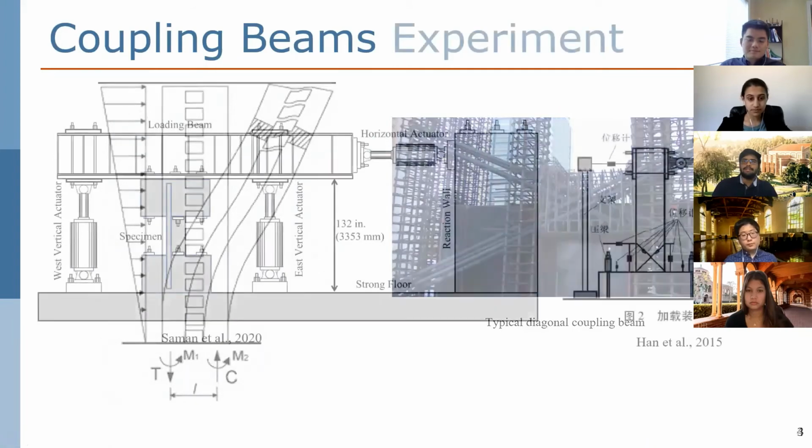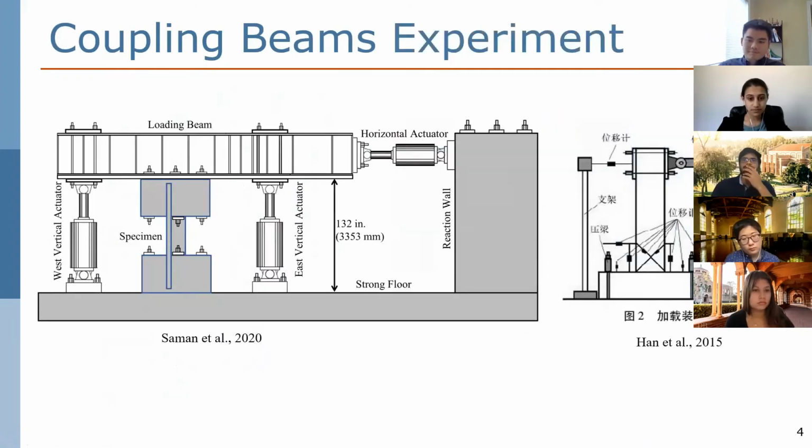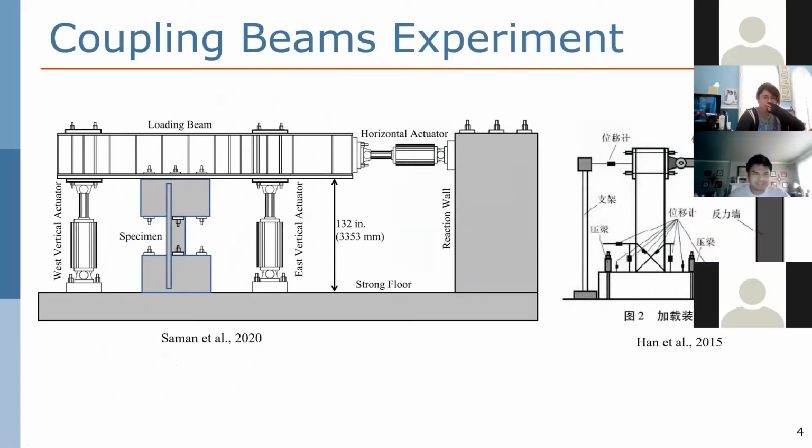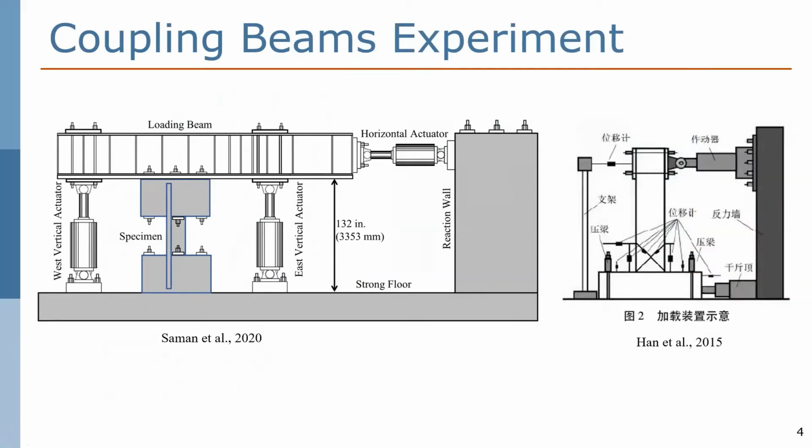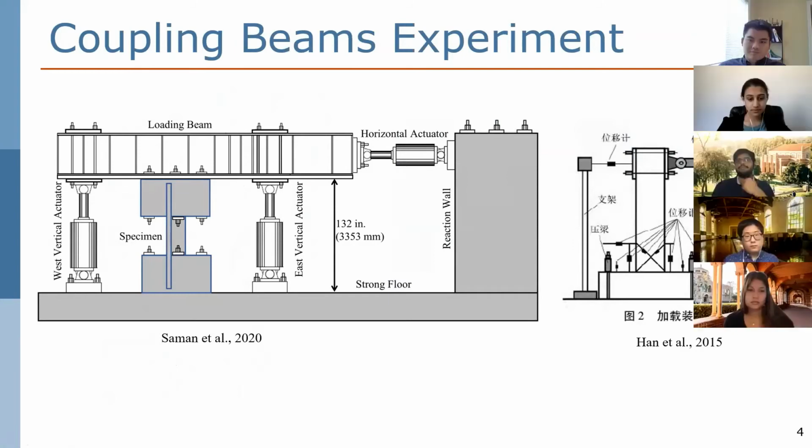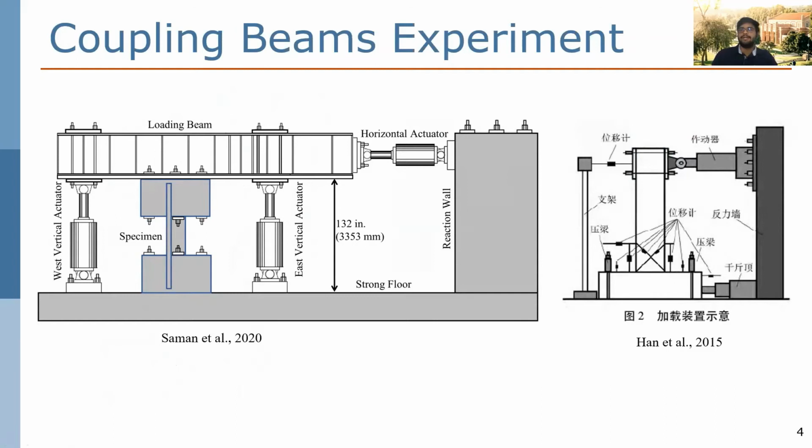So before we move on, I just want to briefly talk about the experiments and the typical setup of coupling beam experiments, which aims to replicate the shear force experienced by a coupling beam during a seismic event. The horizontal actuator provides shear to the blocks, which represent shear walls, which are highly stiff. And then observations are made on the beam.